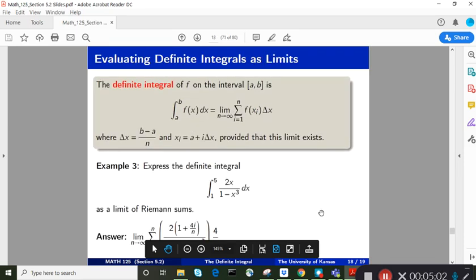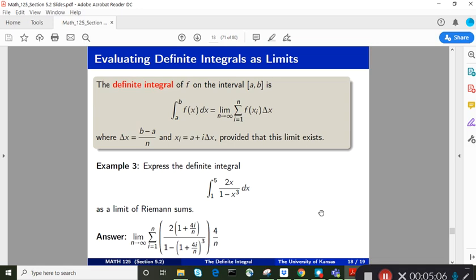So, evaluating definite integrals as limits. The definite integral of f on the interval a, b is the integral from a to b of f of x dx, and that's the limit as n goes to infinity of the summation i equal to 1 to n of f of xi delta x, where delta x is equal to b minus a over n, and xi is a plus i delta x, provided that this limit exists.